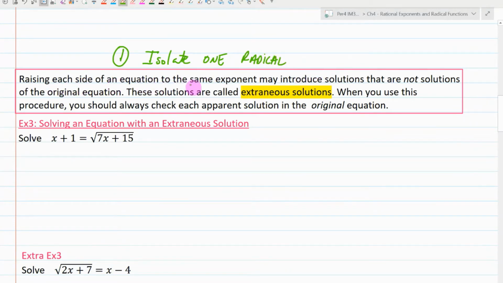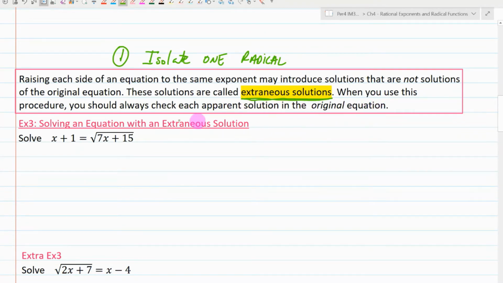So raising each side of an equation to the same exponent may introduce solutions that are not solutions. Like taking a negative 2 and then when you square it, it becomes a positive 4. So sometimes answers get introduced that aren't really solutions to the original equation. So these solutions are called extraneous. And I'm going to show you how to check those after we do some of these problems. So when you use this procedure, you should always check each apparent solution in the original equation.